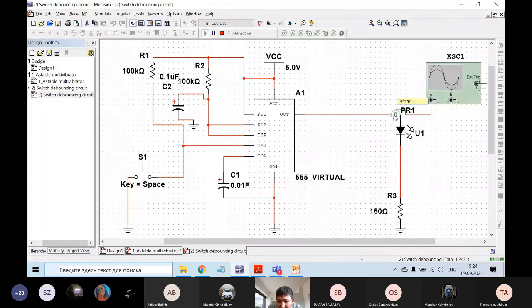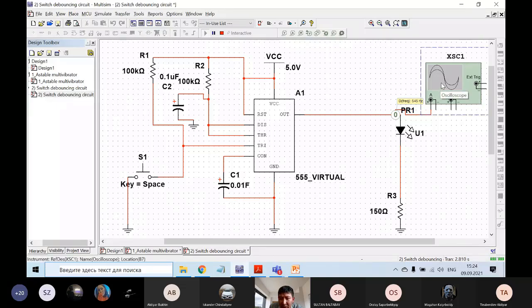Let's put here a digital probe indicator. It will show us if it is 0, the signal is low, if it is 1, the signal is high. Okay, so I will push. You can see 1, 0, 1, 0. But if I push and hold, something is wrong in the circuit. I need to check. But actually, this is the switch debouncing circuit.